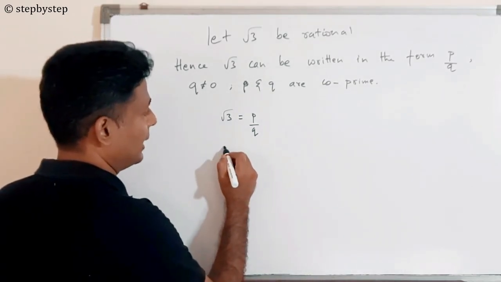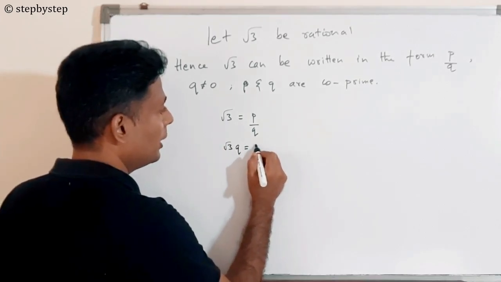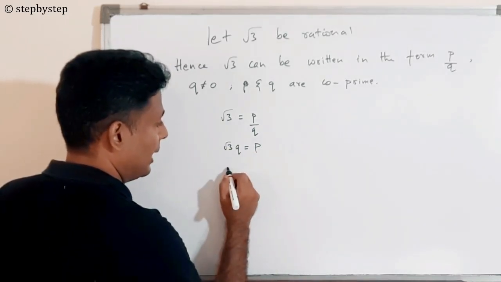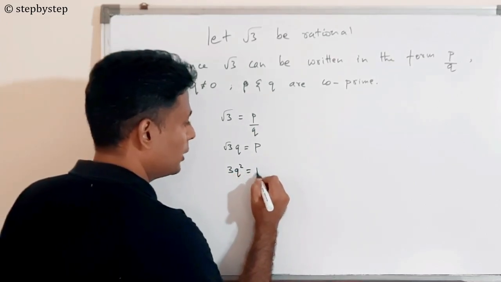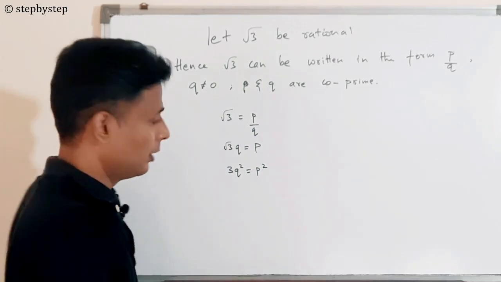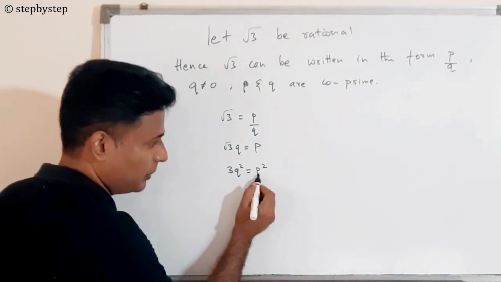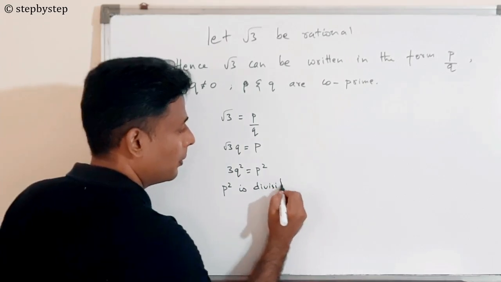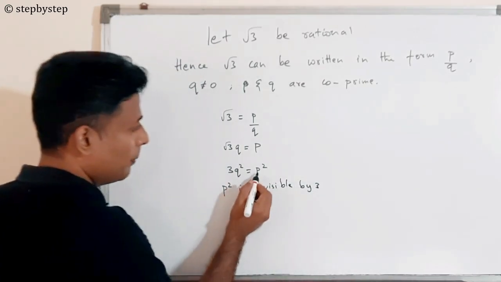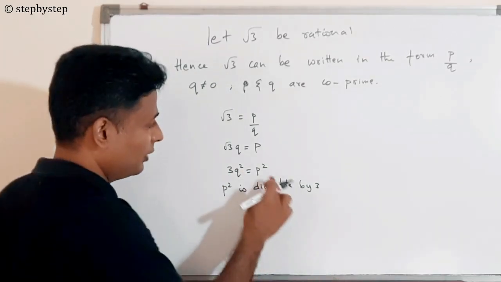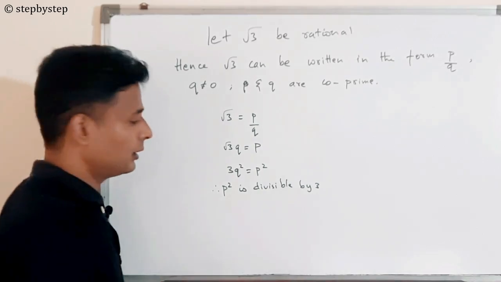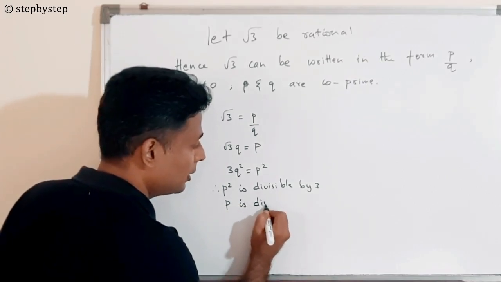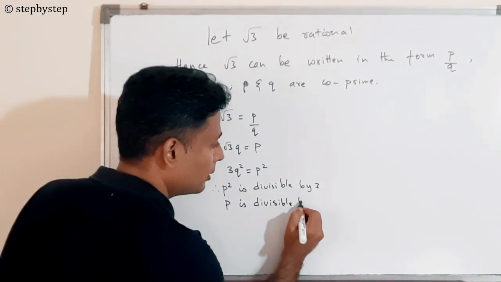Now, I'll transpose this Q this side. So, what do I get? Root 3 Q equal to P. Now, squaring both sides, I get 3Q square equal to P square. Now, P square is equal to 3 into Q square, which means what? P square is divisible by 3, right? Because P square is in the form 3 into Q square. If P square is divisible by 3, it also means P is divisible by 3.